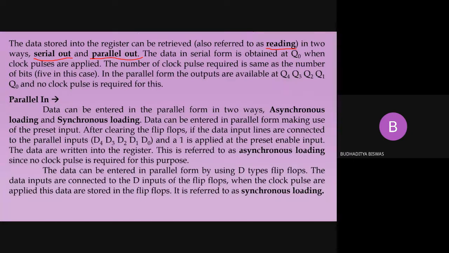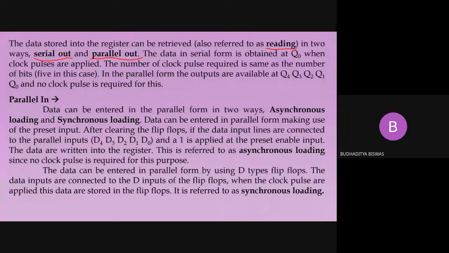The data in serial form is obtained at Q0. Q0 means the initial flip-flop, where the data can be entered serially. When clock pulses are applied, the data are stored inside the flip-flops one by one on the occurrence of the clock pulse. And for an n-bit register with n flip-flops, n clock pulses are required to store the n-bit data. Now, parallel in means there are 2 ways we can enter the data: one is called asynchronous loading, another is called synchronous loading.